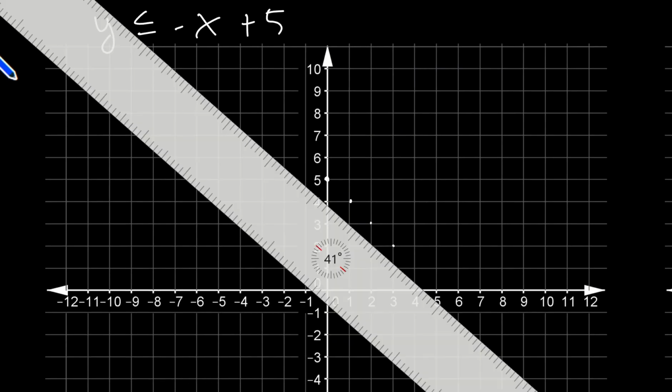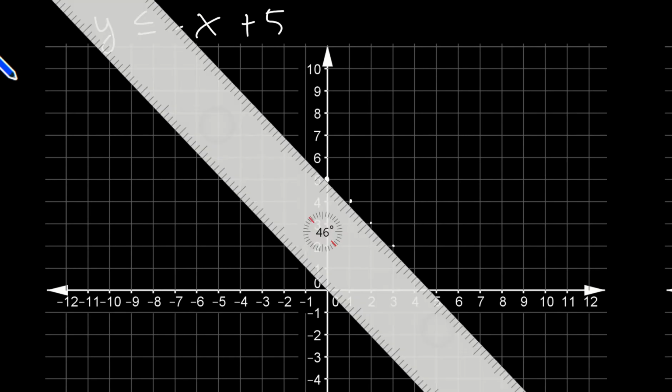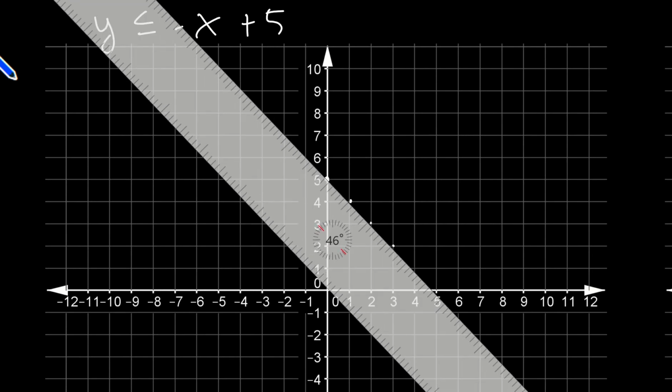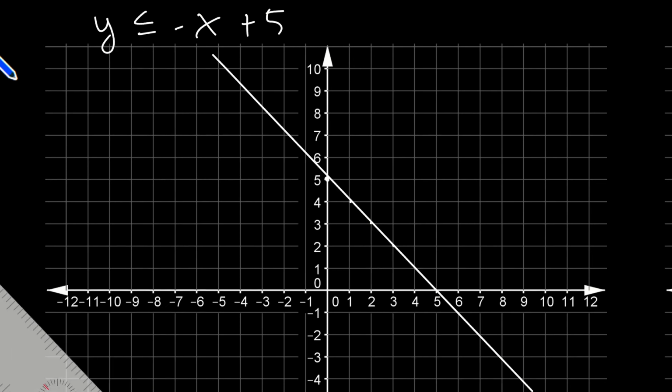If I grab this, I can line this up. Now, this particular boundary line is going to be solid because it says less than or equal to. So I'm drawing a solid boundary line. With that boundary line drawn, I'm going to test a point. Y is by itself on the left-hand side, and it is saying y's are less than or equal to the boundary, so I'm pretty sure it's shaded below. But just to verify, I'm going to test the point 0, 0.